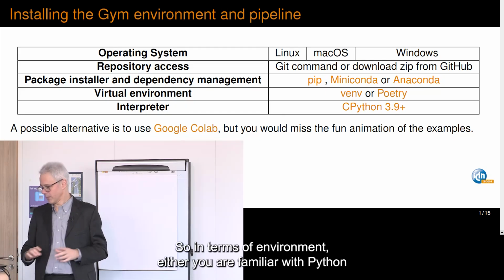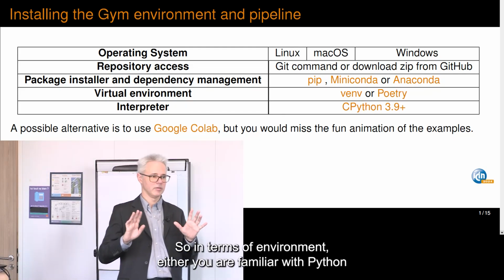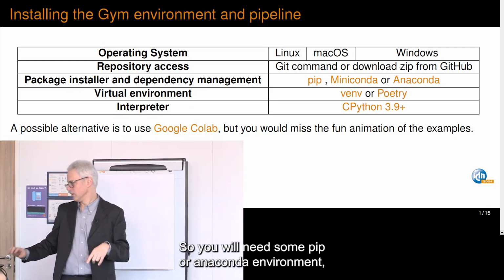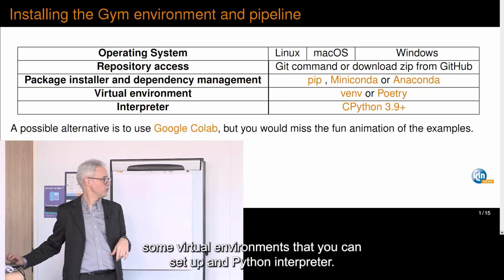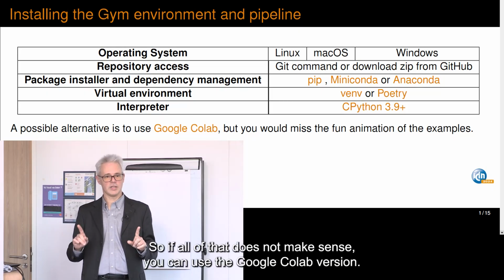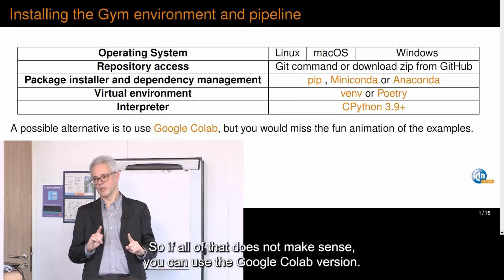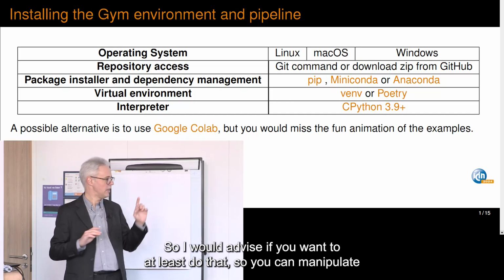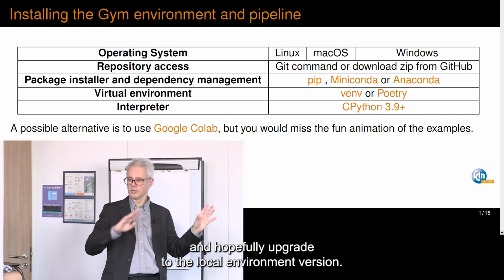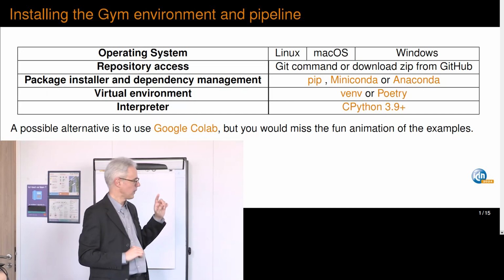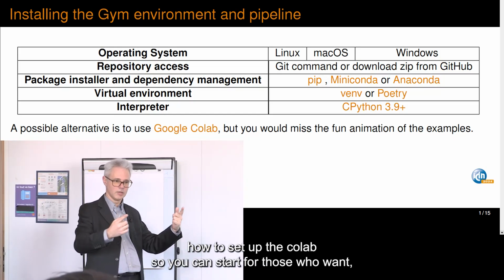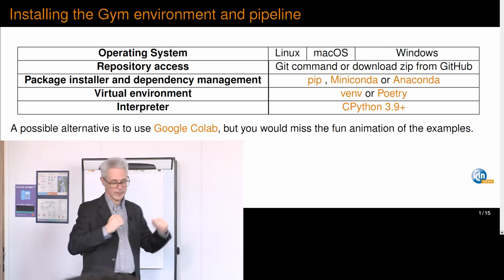So in terms of environment, either you're familiar with Python, and obviously this will talk to you. So you will need some pip or Anaconda environment, some virtual environment that you can set up, and a Python interpreter. If all of that does not make sense, you can use the Google Colab version. I would advise, if you want to at least do that, so you can manipulate and hopefully upgrade to the local environment version. I will just go through the steps of showing how to set up the Colab so you can start, for those who want, to set that up.